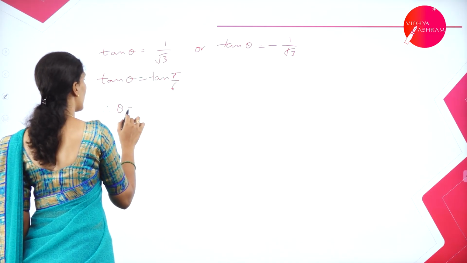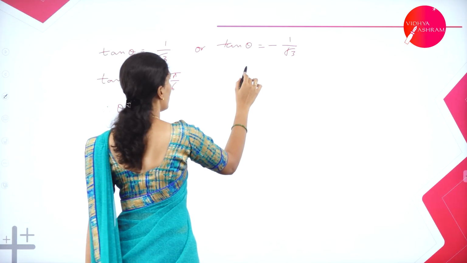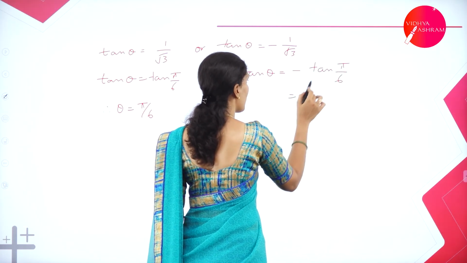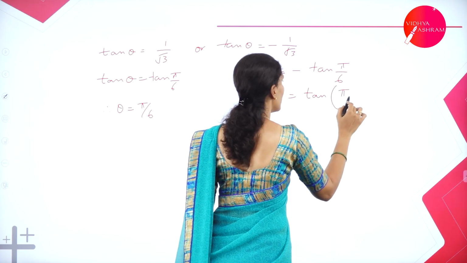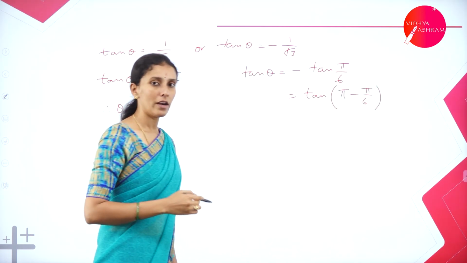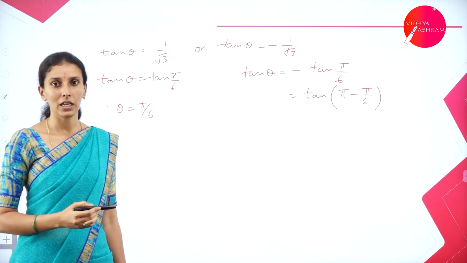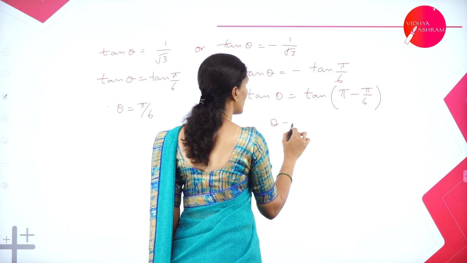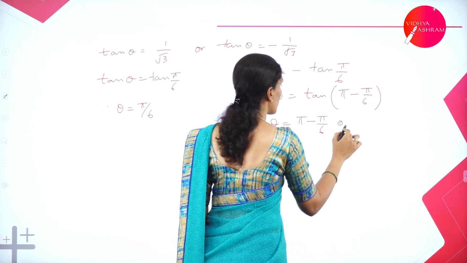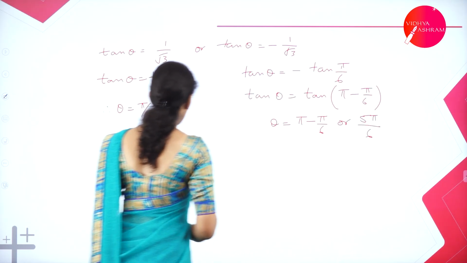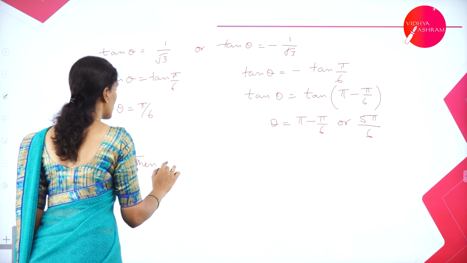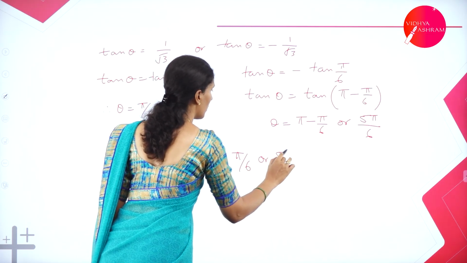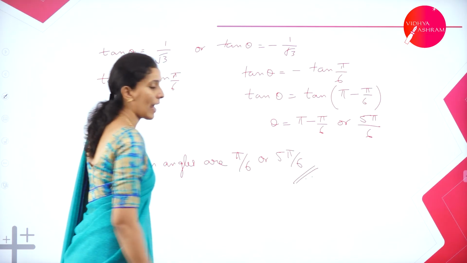So this is tan theta is equal to tan pi by 6. So therefore theta can be pi by 6. Here tan theta will be equal to minus tan pi by 6, and minus tan pi by 6 can be taken as tan of pi minus pi by 6, because in the second quadrant minus tan theta can be taken as tan of pi minus theta. Now with the same functions on both sides, theta will be pi minus pi by 6, or 5 pi by 6. So therefore the angles are pi by 6 or 5 pi by 6. So this is the angle between the two lines.